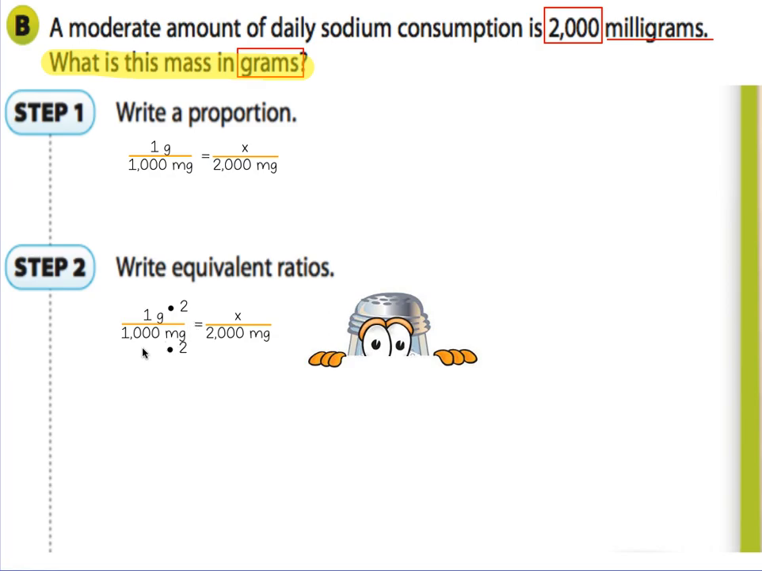I know that to go from 1,000 to 2,000, I multiplied by 2. What I do to the bottom, I have to do to the top. Right, Xavier? And I know that 1 times 2 is 2. So then I know that 2,000 milligrams is going to be equal to 2 grams based on my conversion factor.